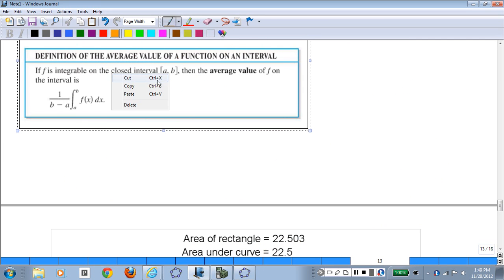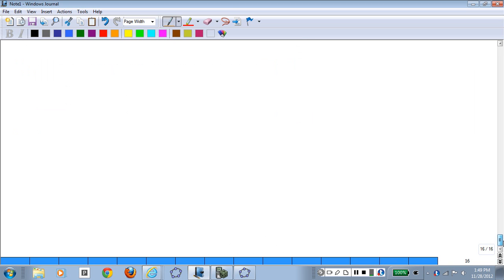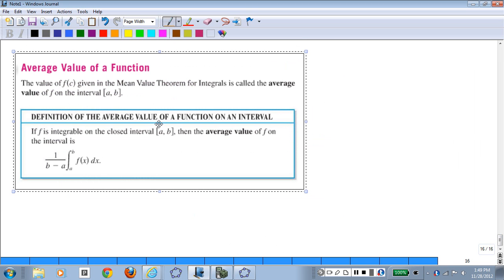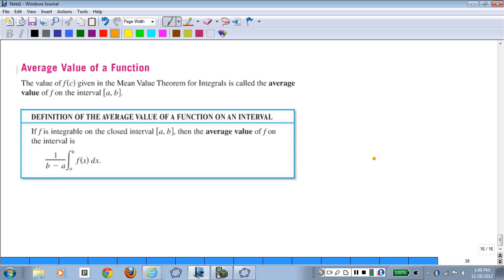So what I could do is copy this and paste it down here. The average value of a function. This is really closely related to the idea of the mean value theorem for integrals. If f is integrable on a closed interval a to b, then the average value of the function is basically this. It's what we get when we find the total area bounded by the curve and the x-axis and divide by the length of the interval.